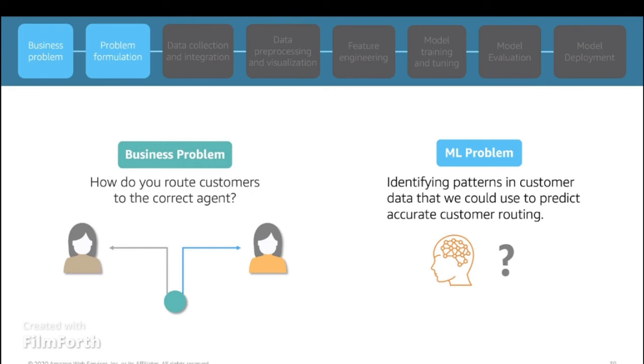So the business problem that was articulated at this phase was focused around figuring out how to route customers to agents with the right skills and therefore reduce call transfers. To solve this problem, we needed to predict what skill would solve a customer call. Converting to a machine learning problem, this became identifying patterns in customer data that we could use to predict accurate customer routing. Based on the wording of this machine learning problem, it was clear that we were dealing with a multi-class classification problem.